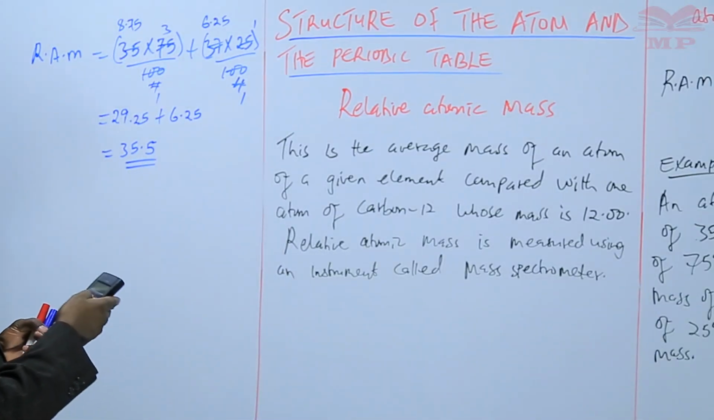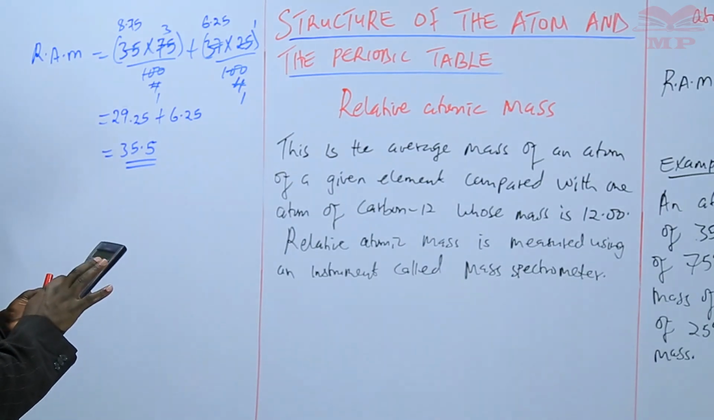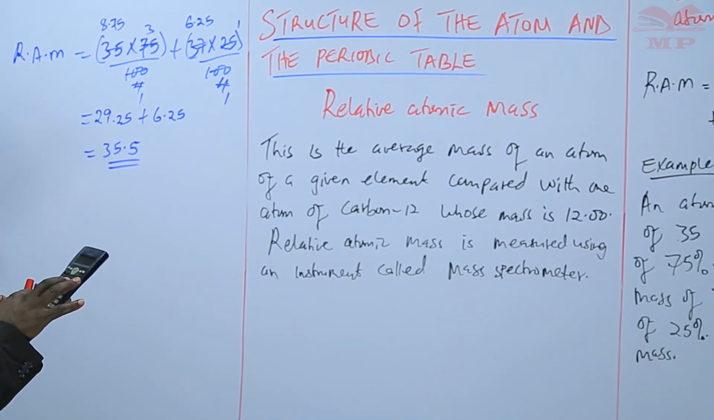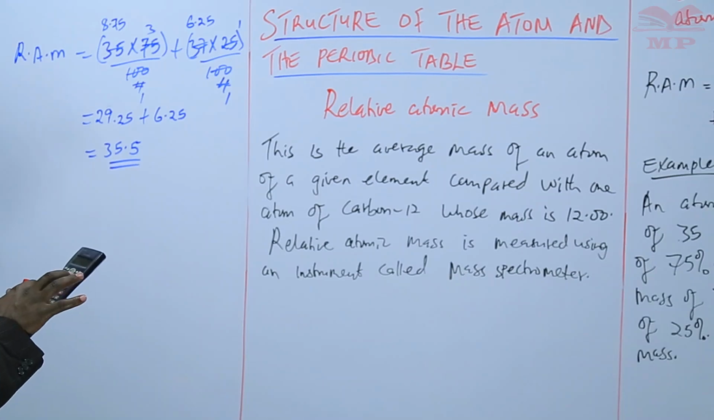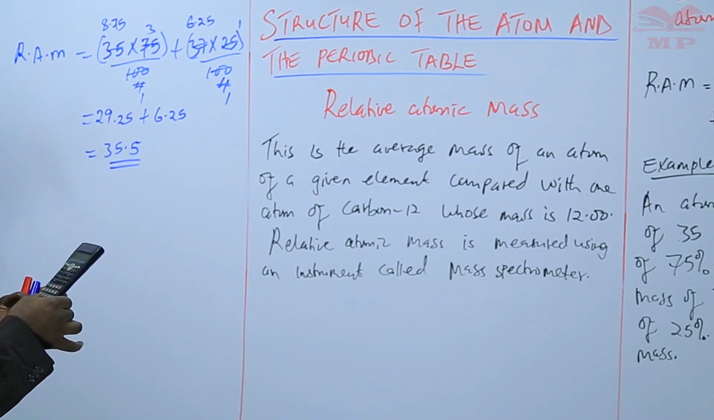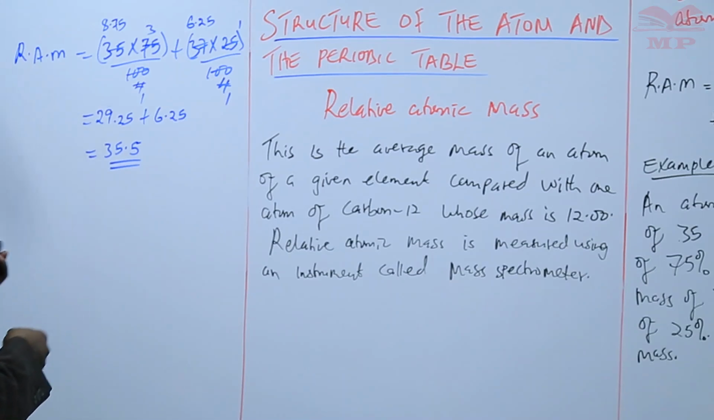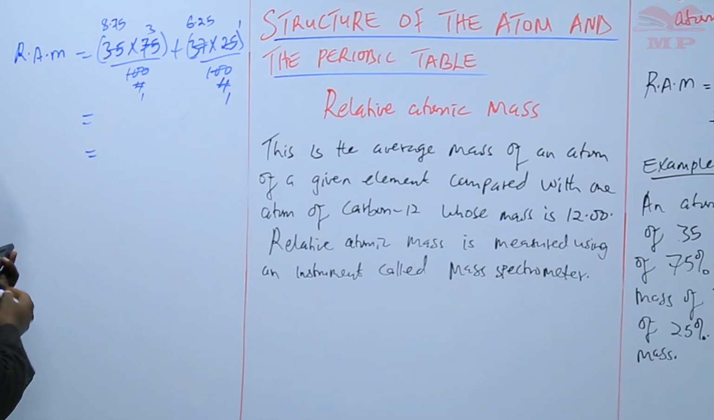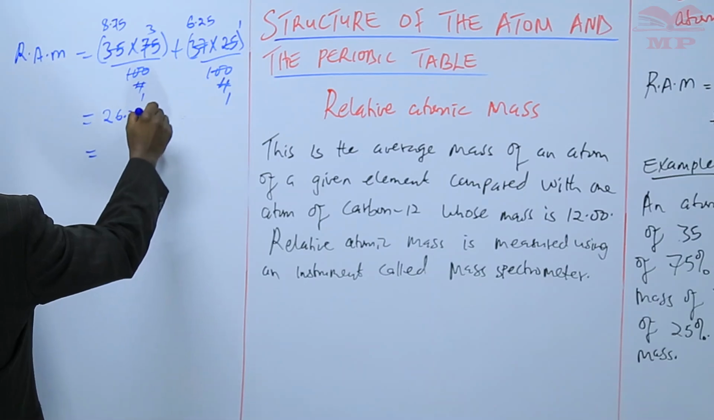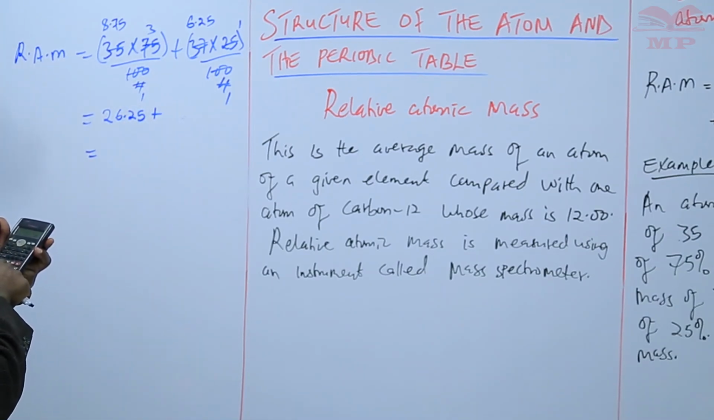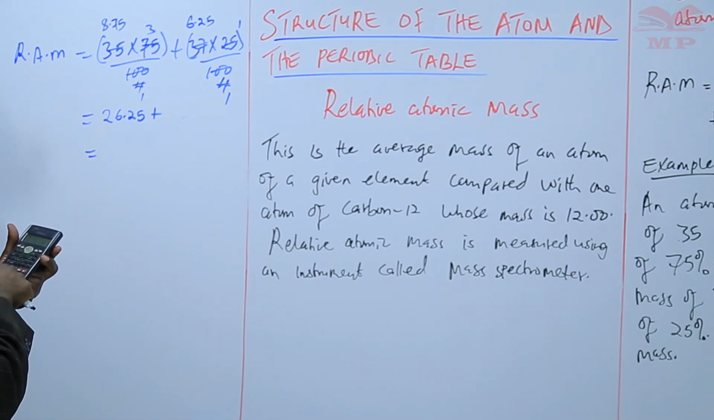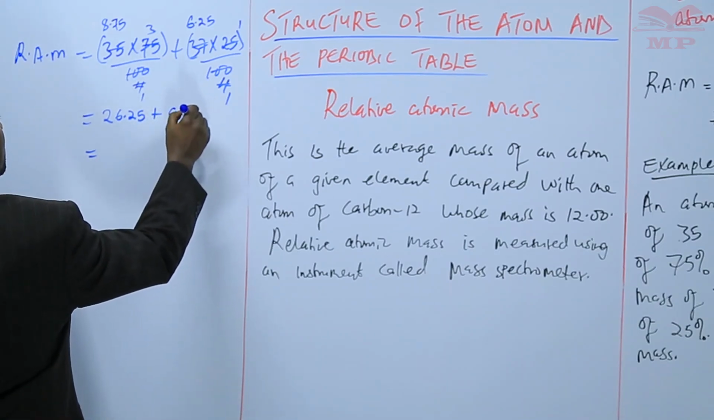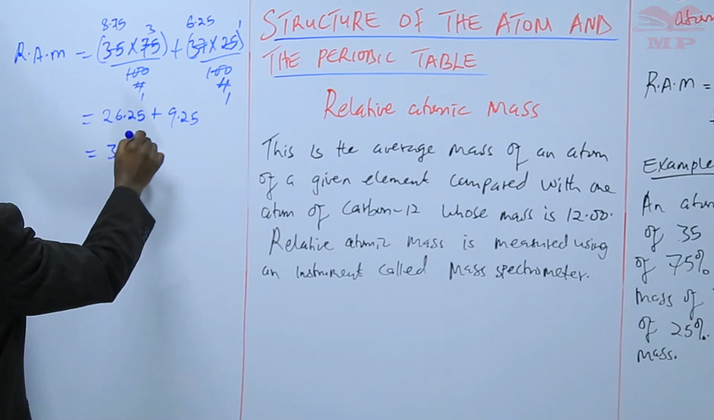Let me confirm again. 26.25 plus 9.25 comes to 35.5.